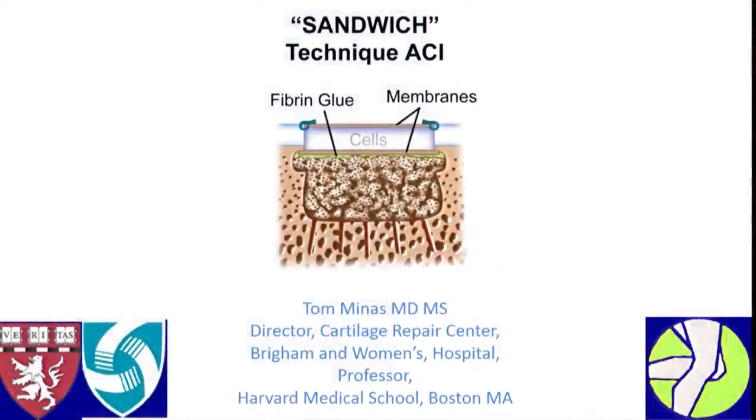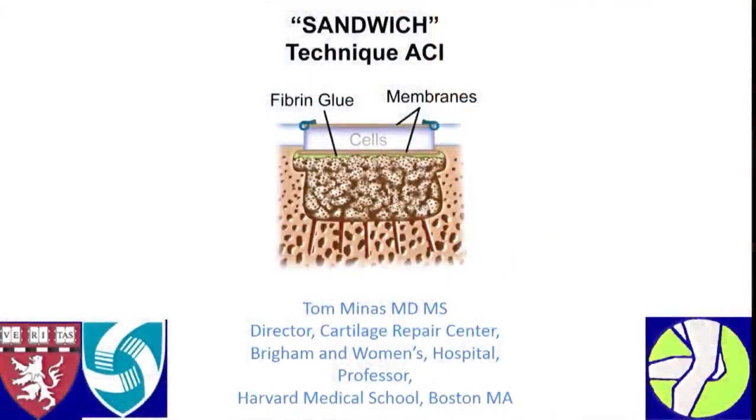Okay, so I'm going to talk about the sandwich ACI talk. This is going to be just to show a little bit about how the technique is done. This is Lars's technique, which I adopted, and I'll go historically how this happened. The reason it's called the sandwich technique is because the problem we faced is osteochondral bone loss, and we wanted to try to find a way in young patients to restore the osteochondral unit with autologous bone and autologous cells.